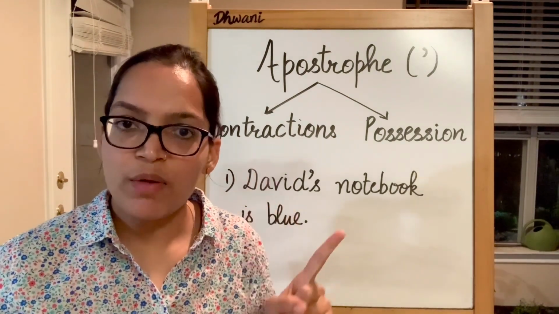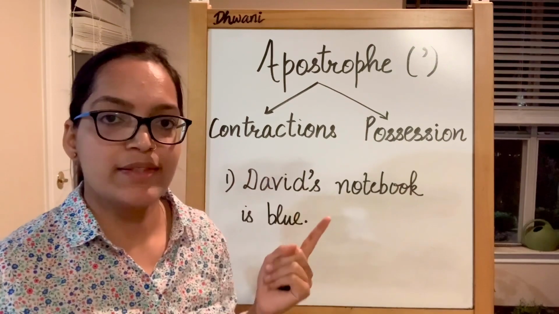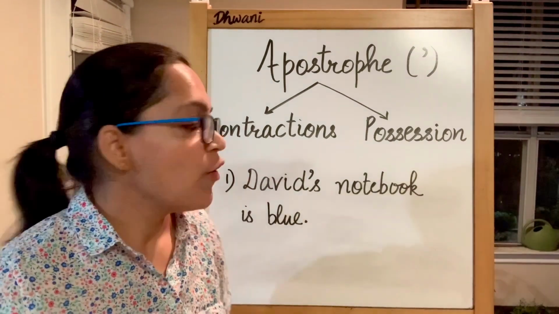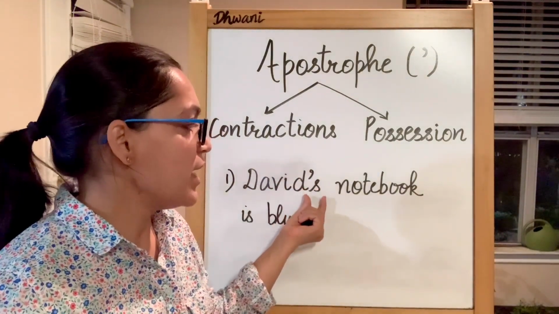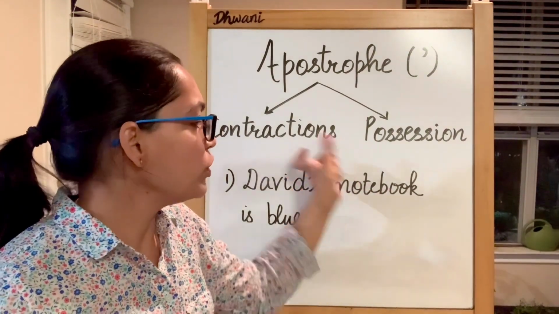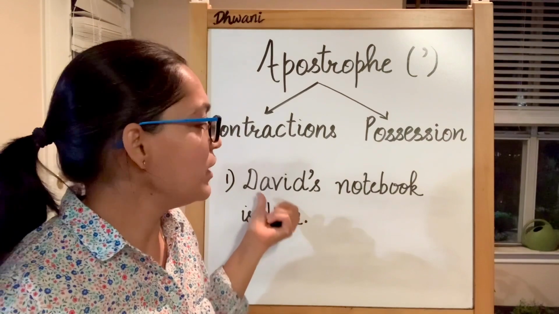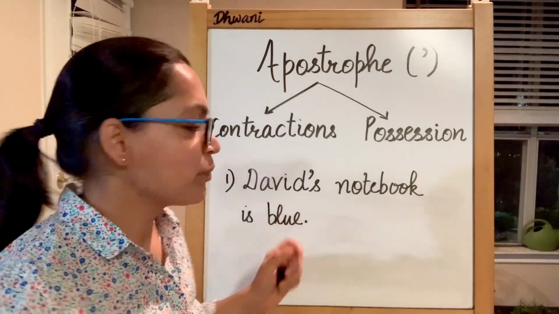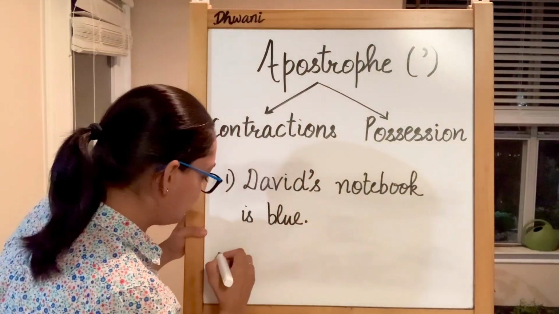There is only one person over here, and you hear the S sound. This S sound is from the apostrophe and s, which shows you the possession, the belongingness of the notebook. Here it is David, it belongs to David. Now let's take another example.